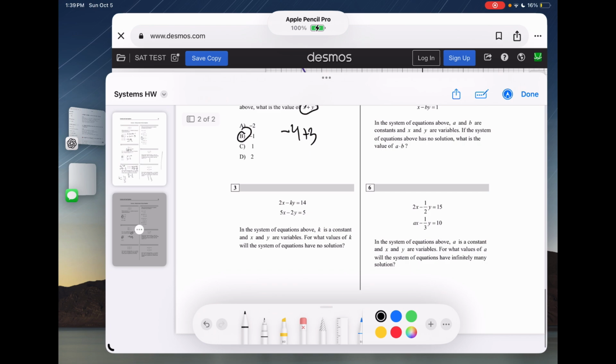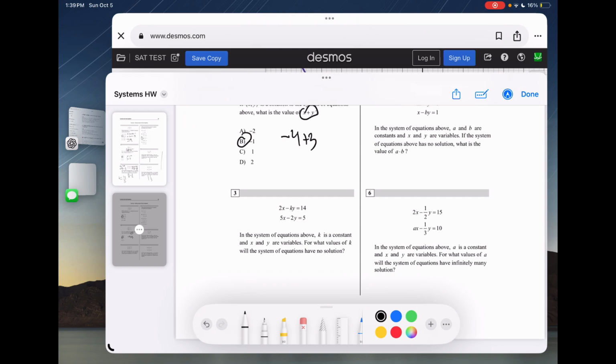Now on to number 3. In the system of equations above, k is a constant and x and y are variables. For what values of k will the system of equations have no solution? So when it says that the system of equations has no solutions, that means the lines have to be parallel to each other, and they cannot be the same line, which means they just never touch at all. So here we're looking for when k makes them have the same slope.